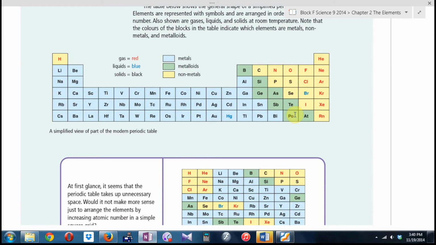What I am going to say on your test is, here's a periodic table that's blank. Put a check mark where the metals are. Put a check mark where the non-metals are. Put a check mark roughly where the metalloids are.